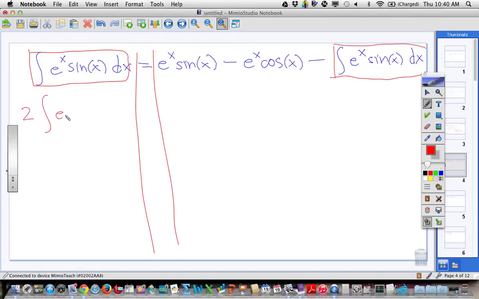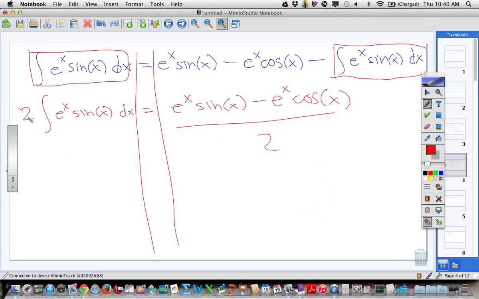So I have 2 times the integral of e to the x sine x dx equals e to the x sine x minus e to the x cosine x, and then what? Divide by 2. And there's my answer.